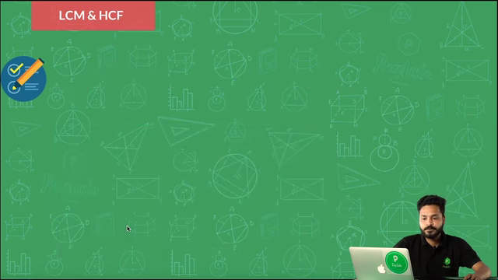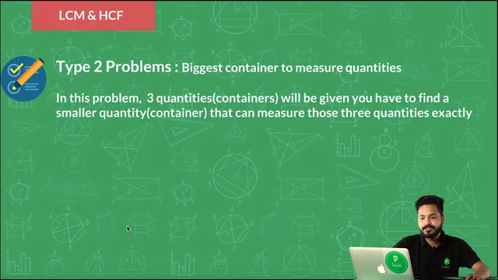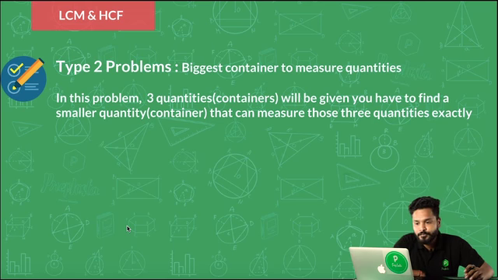Now moving to the second type of problems in LCM and HCF. Type 2 problems. You'll find questions in the exam saying that find a bigger container which can measure all the three quantities. You will be given three quantities or containers, and you have to find a smaller quantity that can measure those three quantities exactly.